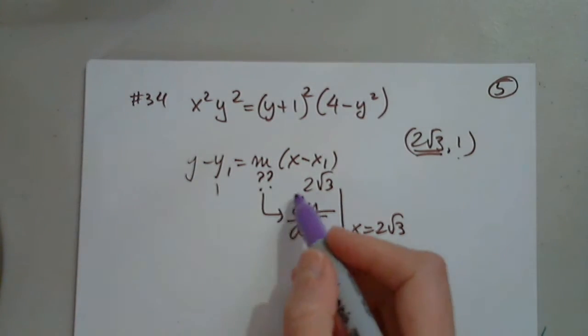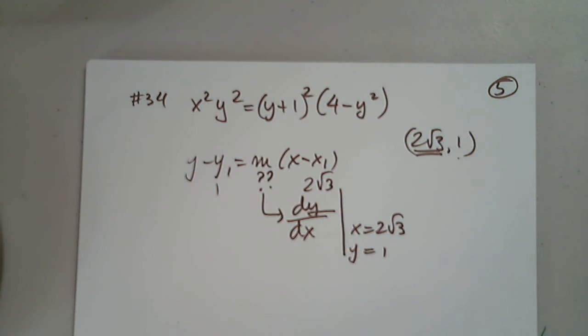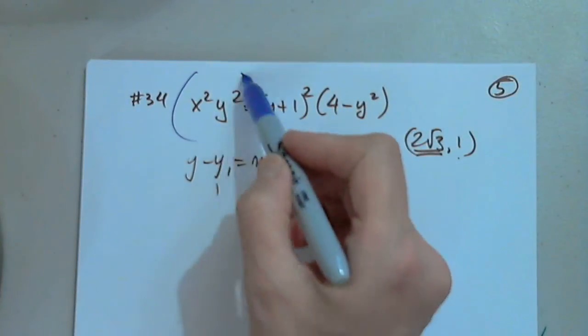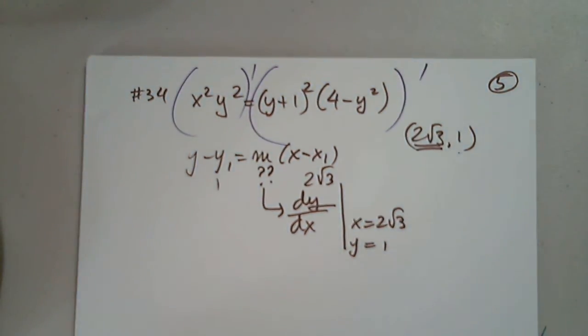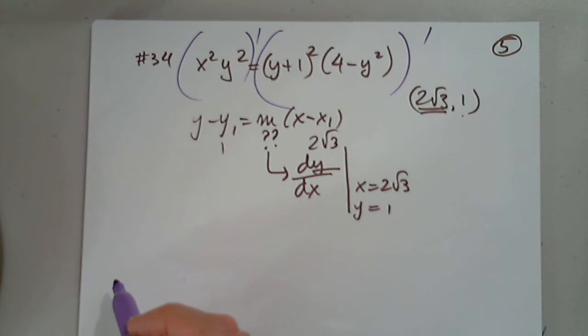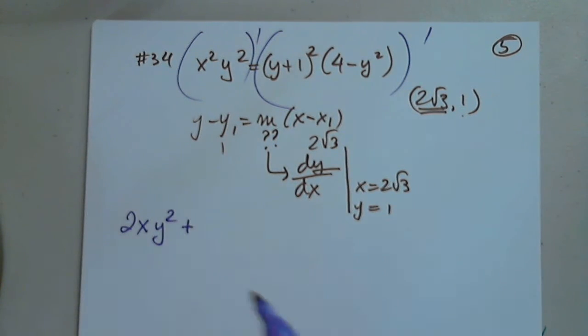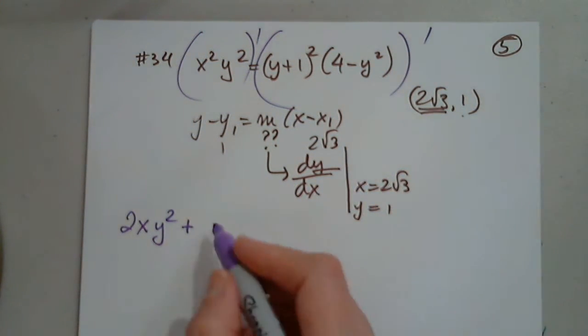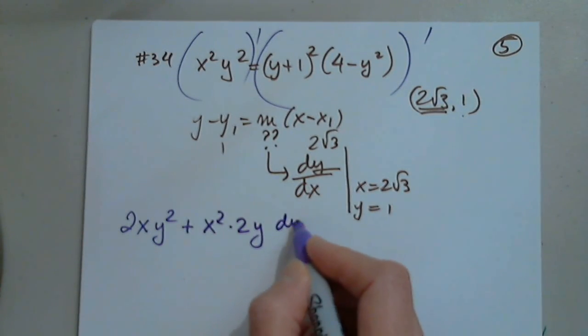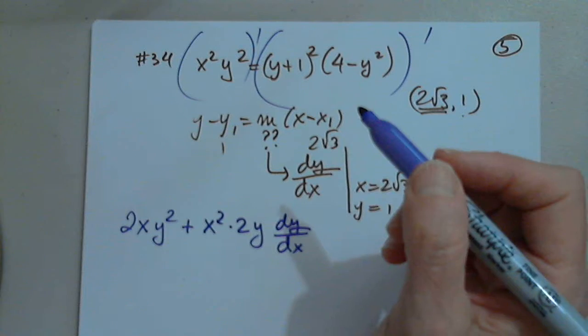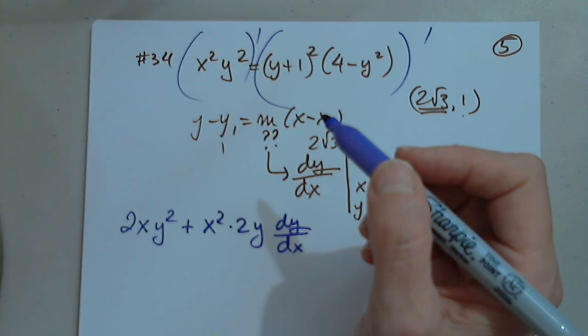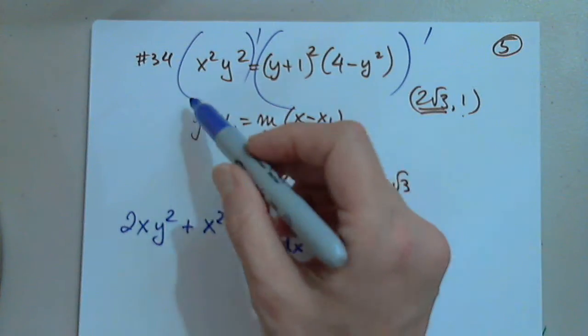Perfect. So in order to find this, what do I have to do to both sides? Differentiate. Yes. So let's differentiate. So the left-hand side: 2x y squared, very good, plus x squared 2y dy over dx. Excellent. Thank you very much. This is awesome. Who was that? RJ. Thank you. Excellent. Very good.